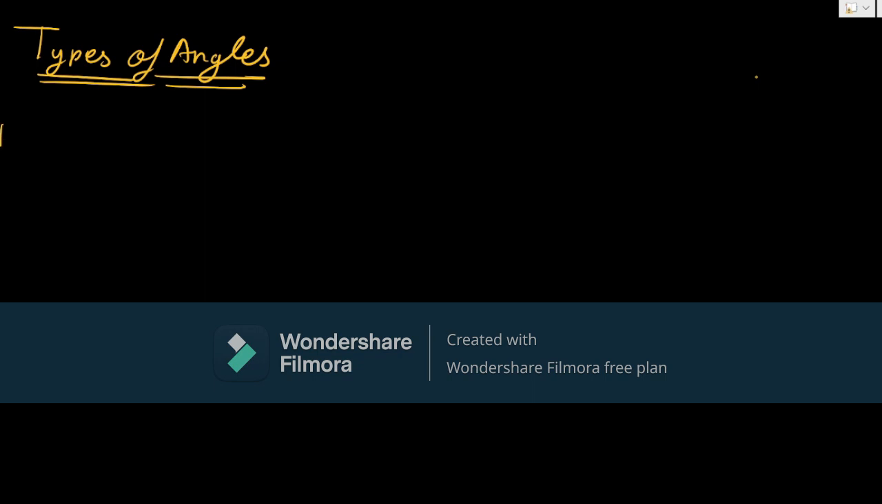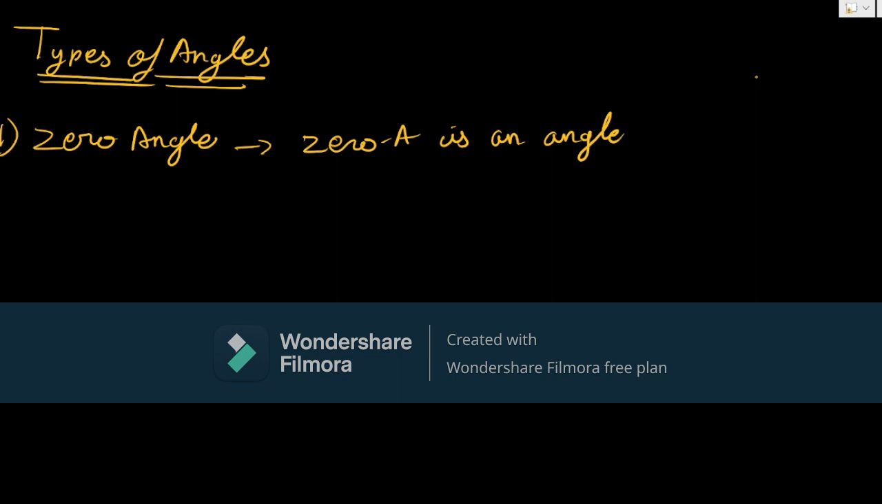Let's talk about the first one, zero angle. Now you will be confused. What is a zero angle? So, zero angle is an angle which cannot be measured. Okay, this one cannot be measured. So let's do it, 0 degree.